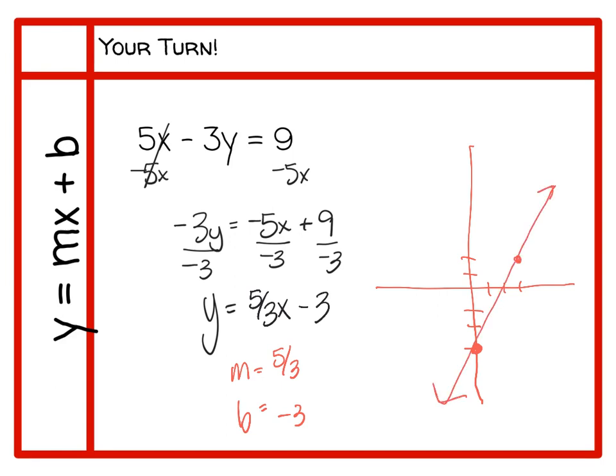And there's my line. Even though it's not written in slope-intercept form, once I was able to take it to slope-intercept form, then I could graph the line.